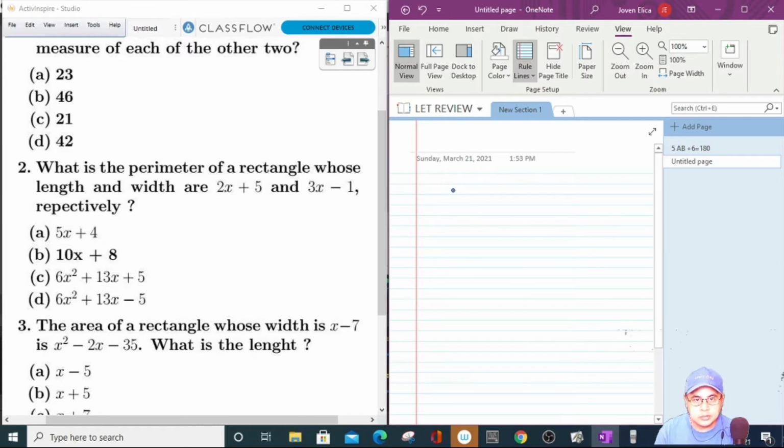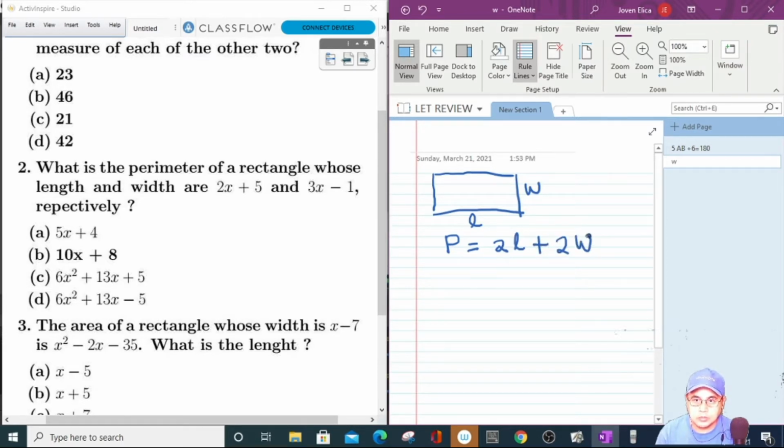So we all know that the perimeter, we have a rectangle here. Let's draw a rectangle. Let's say this is the length of the rectangle and this is the width. The perimeter of a rectangle is P, which is equal to 2L plus 2W, or width, right?